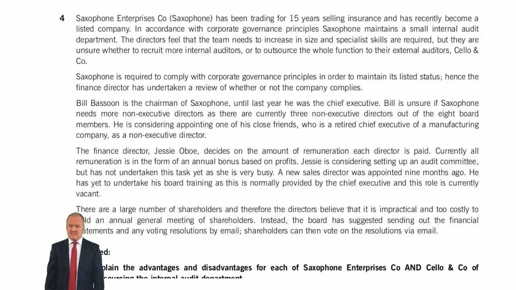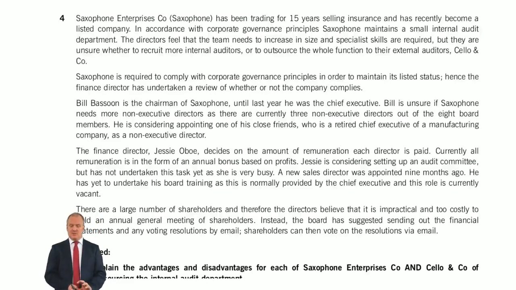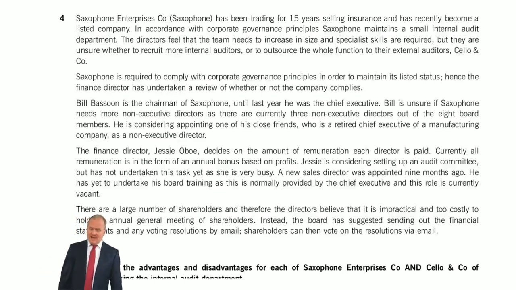Saxophone, trading for 15 years, selling insurance, and has recently become a listed company. In accordance with corporate governance principles, Saxophone maintains a small internal audit department. Well, that's bad news. We can't criticise them on that because they do have internal audit. The directors feel that the team needs to increase in size and specialist skills are required, but they are unsure whether to recruit more internal auditors or to outsource the whole function to their external auditors, Cello & Co. Well, that paragraph is surely aimed at part A of the question, the pros and cons of outsourcing internal audit, so we'll come back and look at that first paragraph when we do part A.